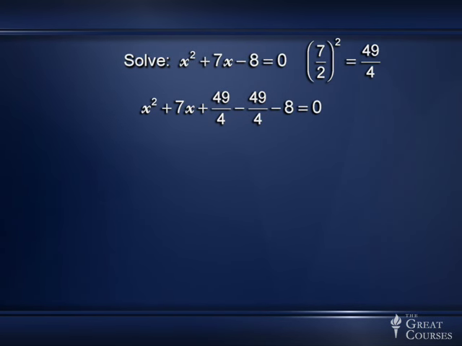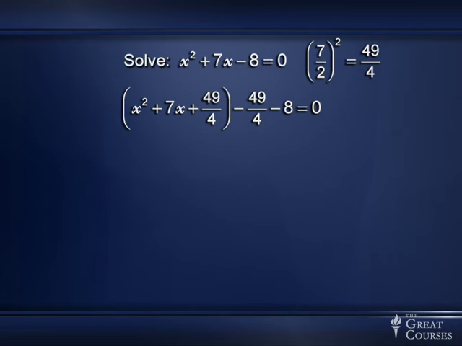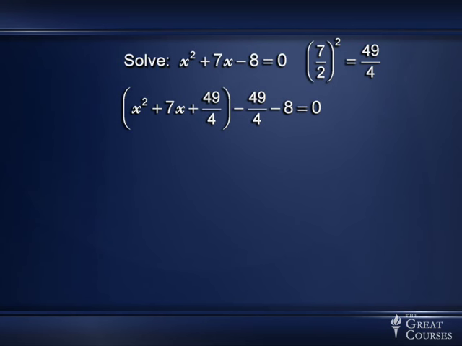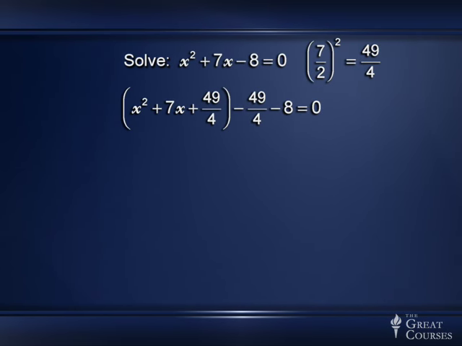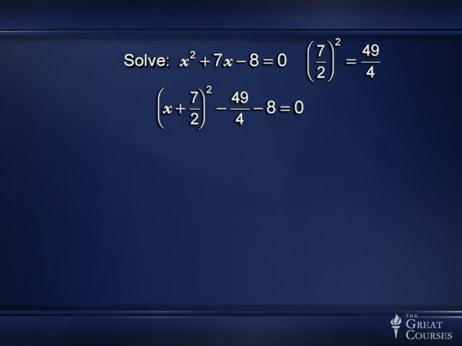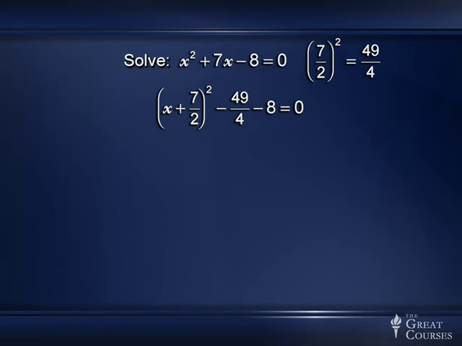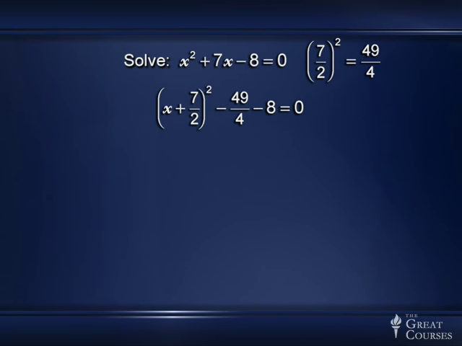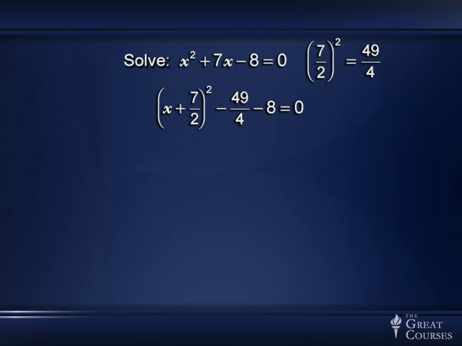Doing a bit of that regrouping is going to give me x squared plus 7x plus 49 over 4, I need that together, minus 49 over 4 minus 8 equals 0. Now the part that I just wrote in parentheses is the same as x plus 7 halves, whole thing squared. That's actually the point of doing the completing the square. You get that piece to be a perfect square. You still have minus 49 over 4 minus 8, and then all of that equals 0.